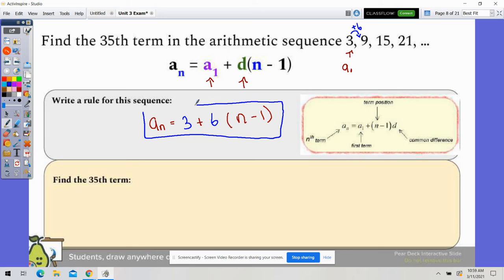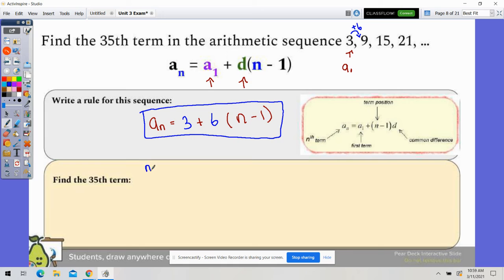You can use this rule to find any term of the sequence. If you wanted to find the 100th term, instead of adding 6 100 times, you can use this formula. Now, they ask us to find the 35th term. Now they give us a specific value for n.